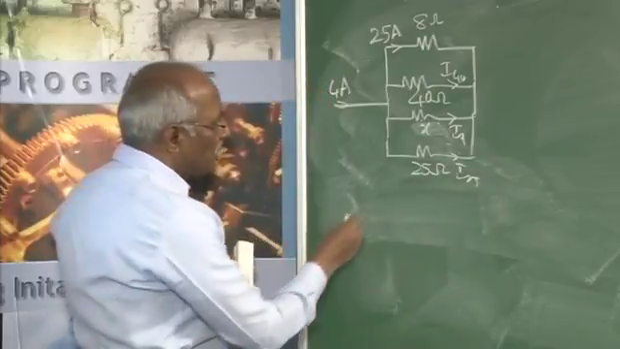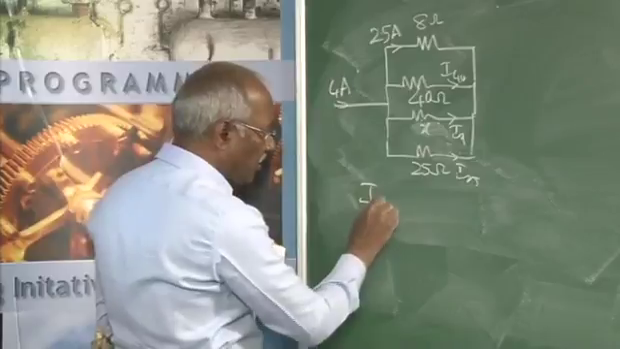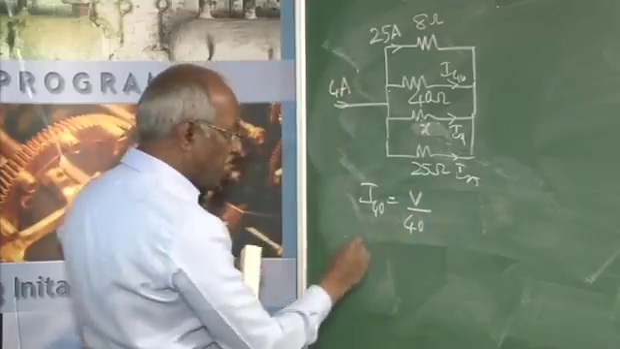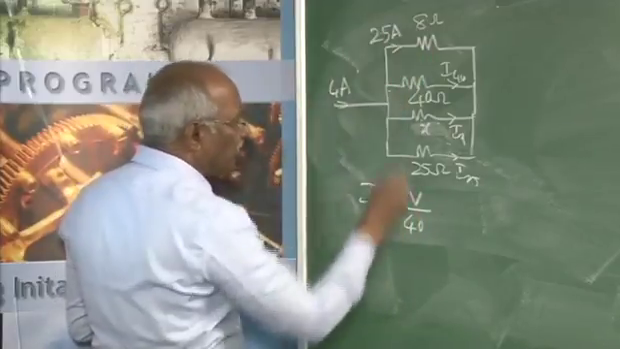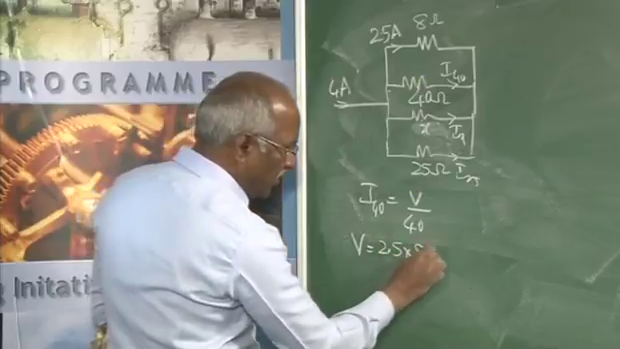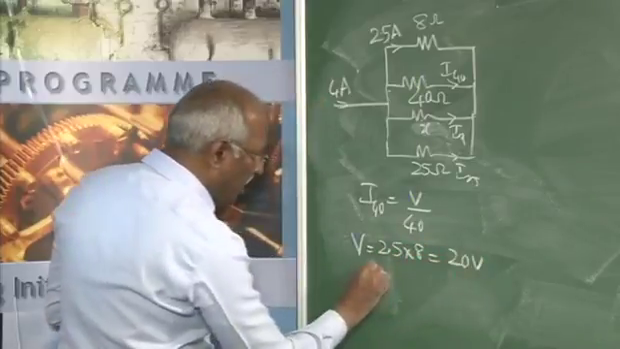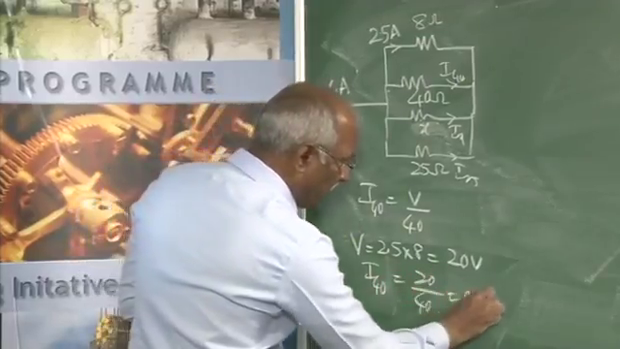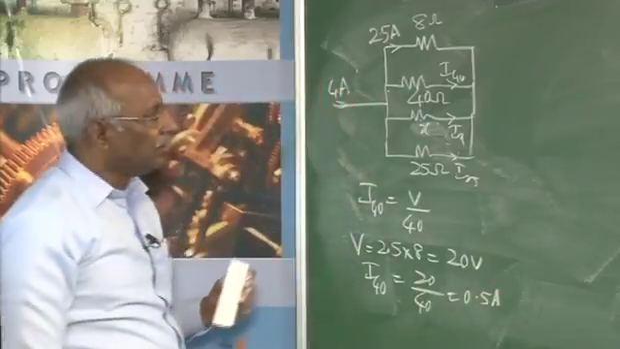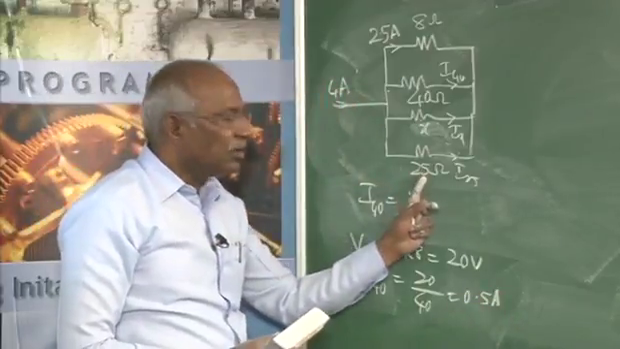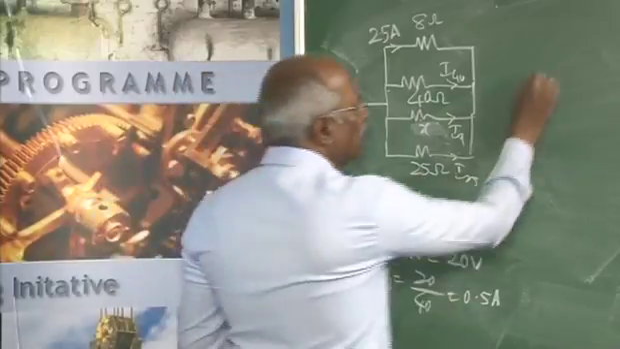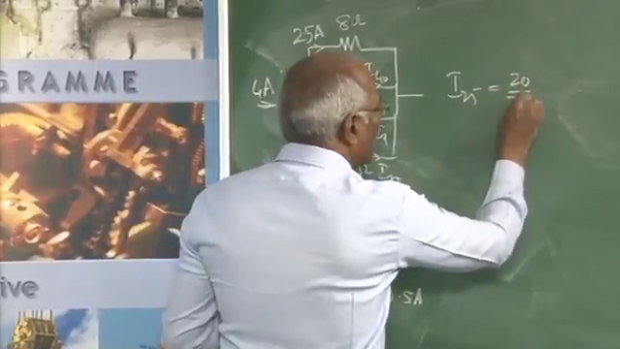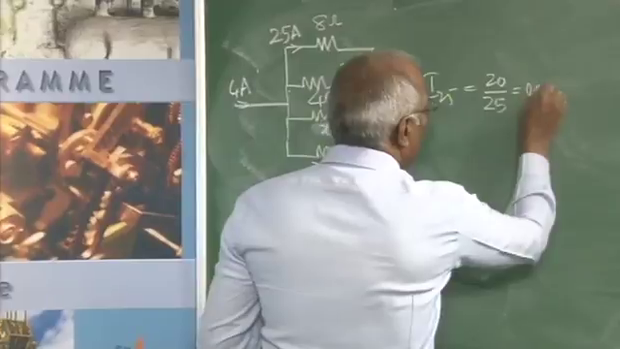The current I40 will be equal to the voltage across this 40 ohm divided by 40. What is this V? V is equal to 2.5 into 8, that comes to 20 volts. Therefore, I40 will be equal to 20 divided by 40, which comes to 0.5 ampere. The resistance of the 25 ohm is also known. Therefore, I25 will be equal to 20 divided by 25, that comes to 0.8 amperes.